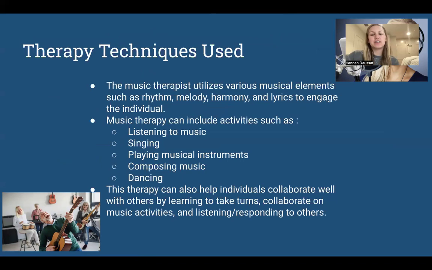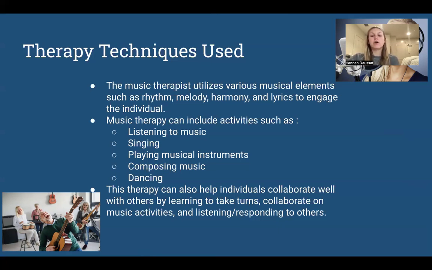Therapy techniques used in music therapy. The music therapist utilizes various musical elements, such as rhythm, melody, harmony, and lyrics, to engage the individual and facilitate therapeutic outcomes. Music therapy can include many activities, such as listening to music, singing, playing musical instruments, composing music, and dancing. This provides a safe and supportive environment for autistic individuals to express themselves, explore new ways of communication, develop social skills, and manage sensory sensitivities.